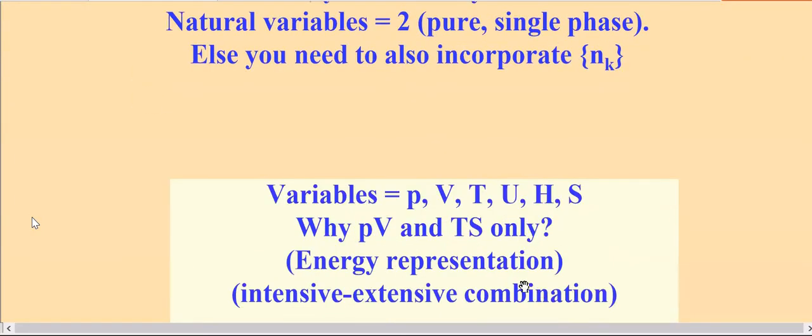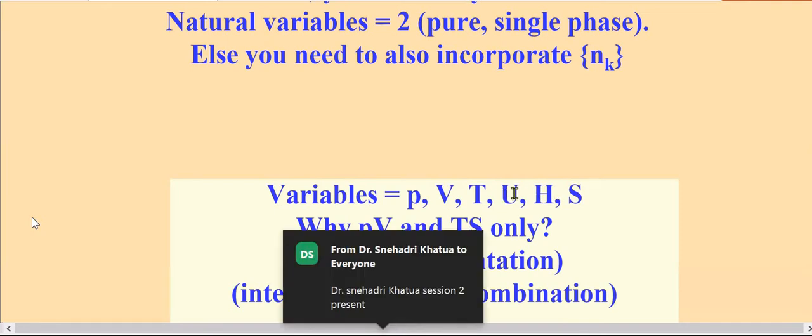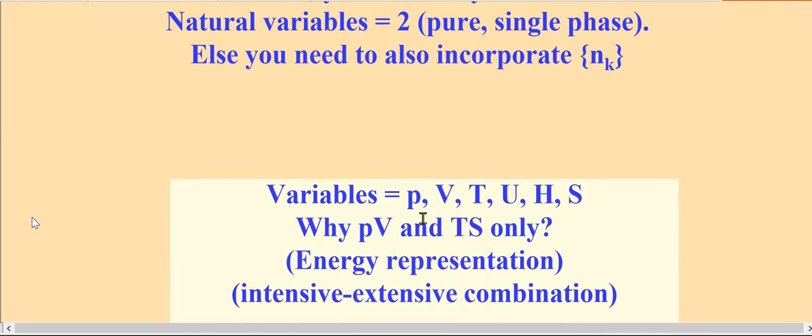Now the second question is, there are a number of variables. P, V, T are normal natural variables, as we use in kinetic theory also. Internal energy, enthalpy and entropy come from the first law and the second law. This is again from the first law, it's a derived quantity. But why, of all these, only PV and TS?